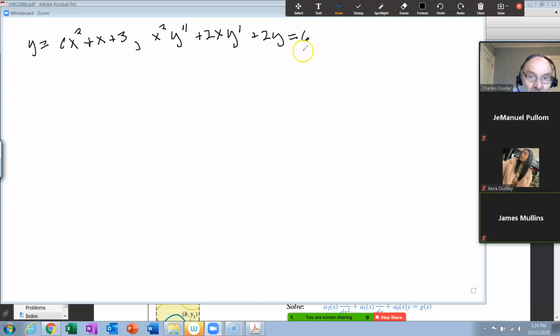Okay, with the initial condition that y of 0 is equal to 3, and y prime of 0, you need two initial conditions because it's a second-degree differential equation. y prime at 0 has to be equal to 1. Okay, now what we need to show, just like before, is that this is a solution to that.